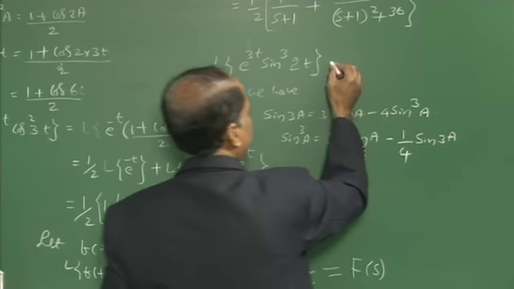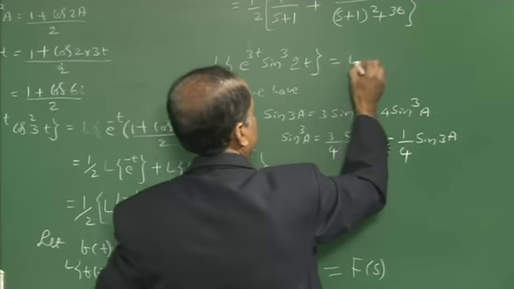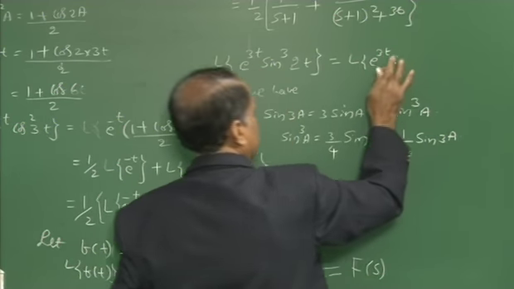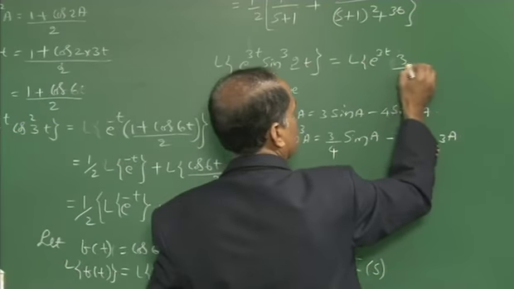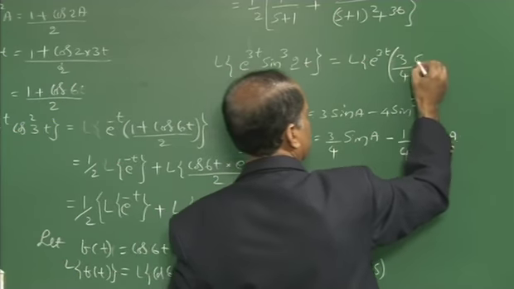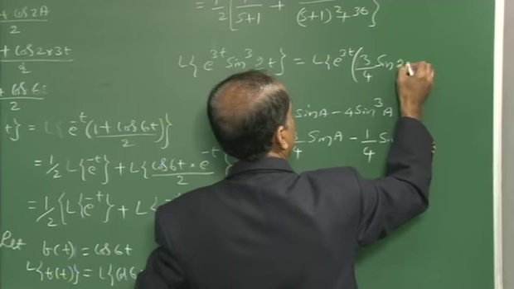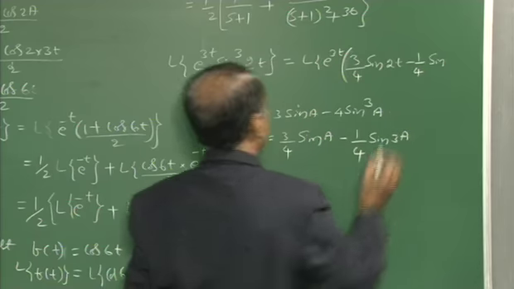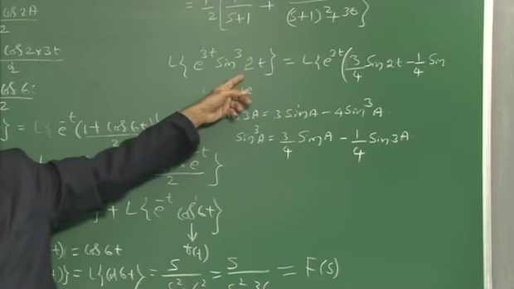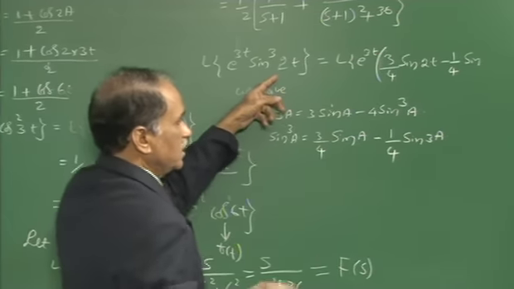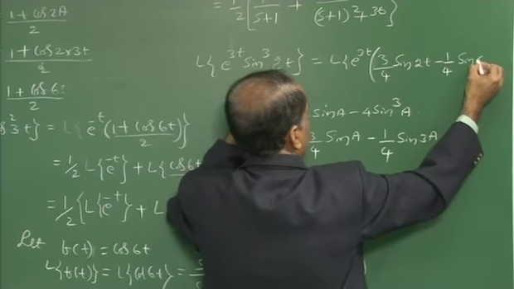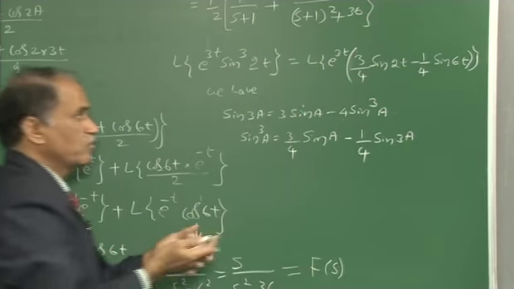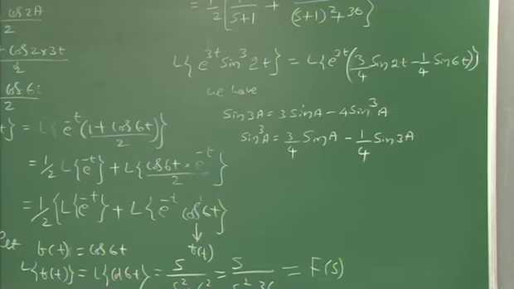Then we can replace this function L of e to the power 3t, then this can be written 3 by 4 inside the bracket, sine of a is equal to 2t in this case, minus 1 by 4, and sine of a, that is equal to 2t, but here it is already 3 is there, therefore 2 into 3 means 6t. This is the converted formula, otherwise converted function.